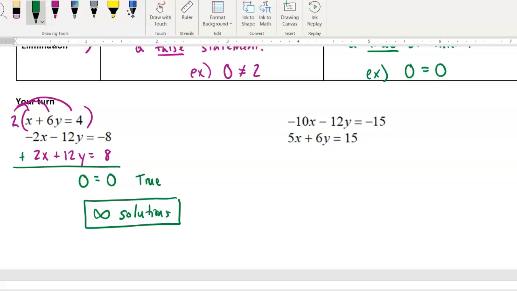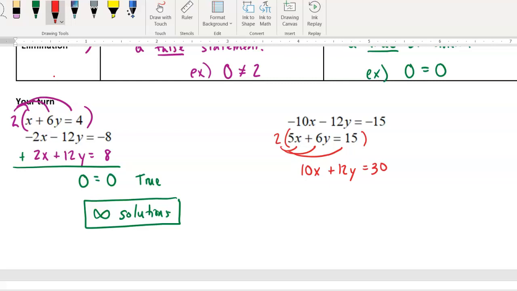All right, let's look at the next one. Let's see, which variable do we want to get rid of? Looks like the x's would be easy to get rid of by multiplying by 2 in that second equation. So when I do that, I would get a positive 10x, a positive 12y, and a positive 30.